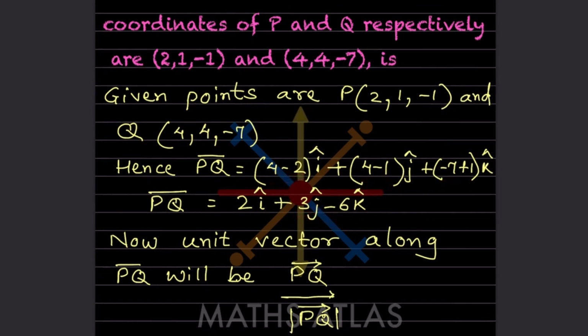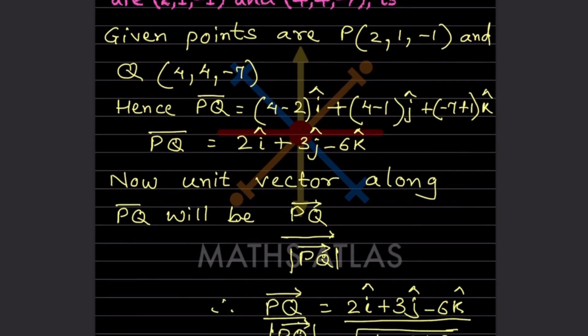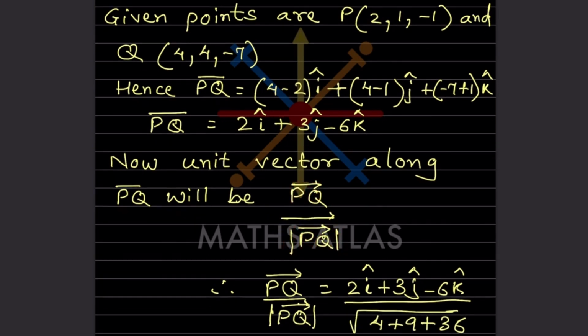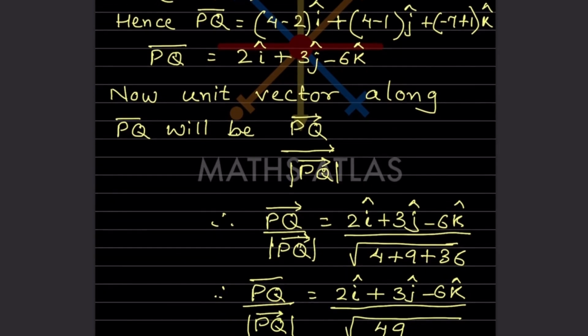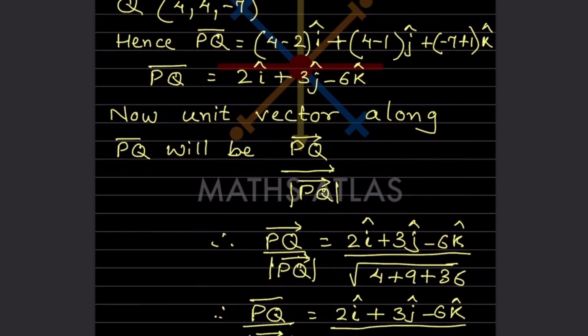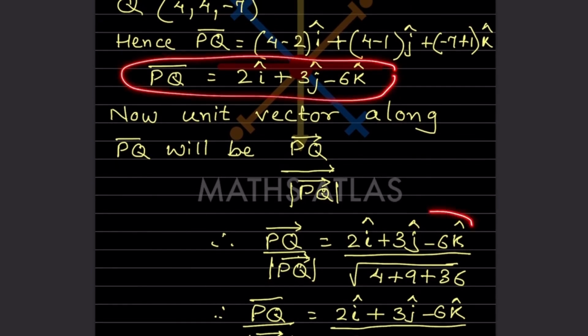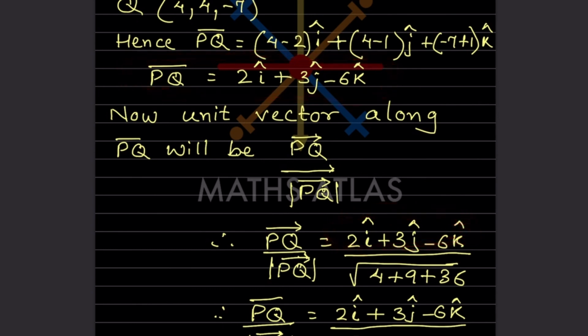So now the unit vector along PQ will be, you will write here PQ divided by the modulus of PQ. So now what do we have here for PQ? That is given over here, so the same thing you will write here. And whenever you write the modulus, that is root of a square plus b square plus c square.